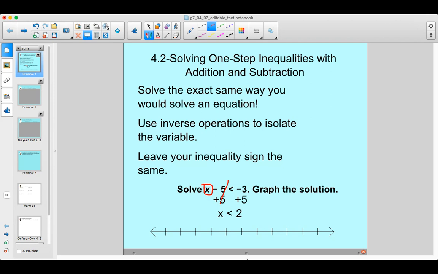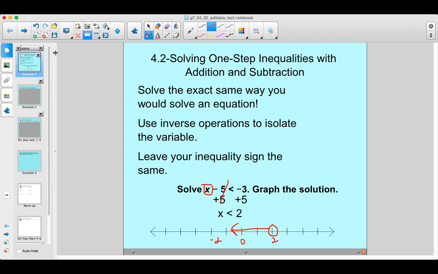Then it asks me to graph my solution. So I'm going to just kind of write myself a 0 here. I'll put the 2 and I'll put the negative 2. Just kind of make yourself quick number lines. You don't have to go and number everything from 0 to 10 and 0 to negative 10. Remembering that if I have a less than sign, that means I'm going to have an open circle on 2. And if it's less than, I'm going left. So that would be the graph of my solution.